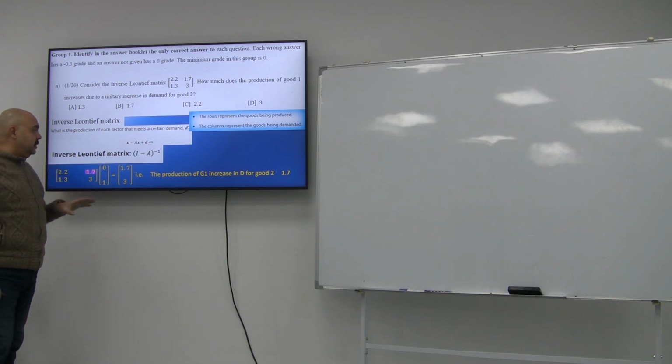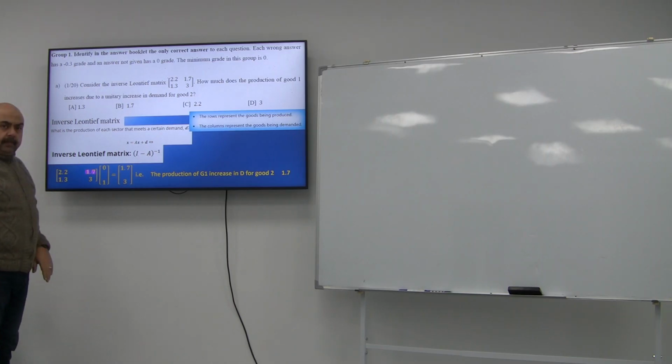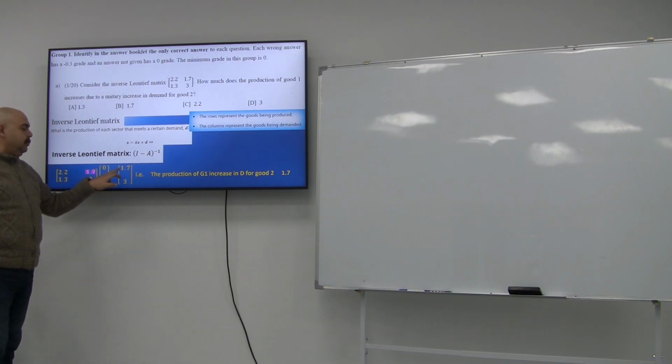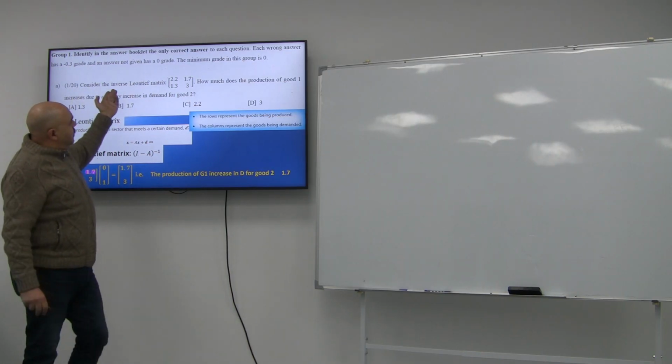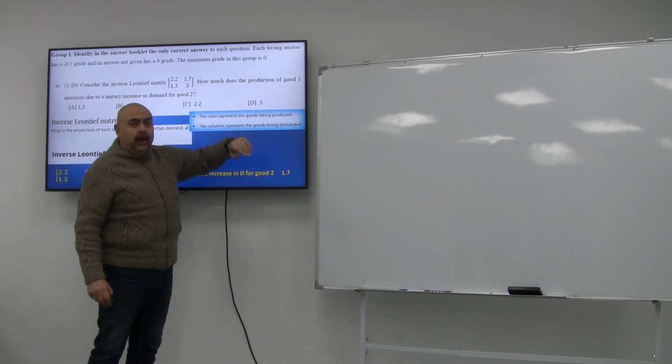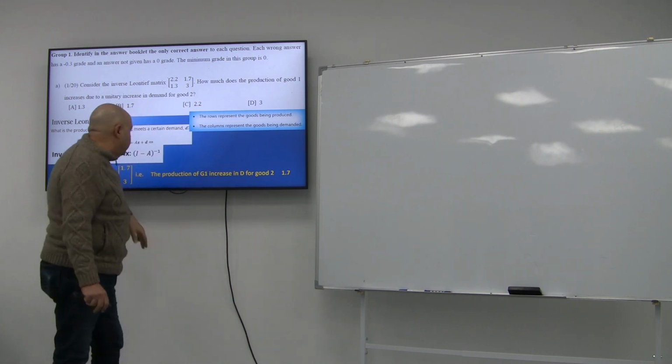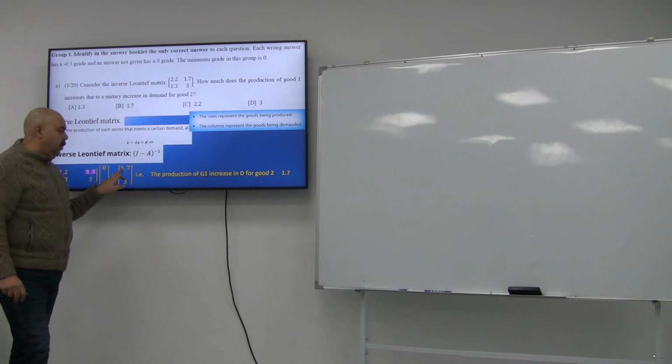So increasing the demand by a unitary unit will lead to an increase in the production of the first good by 1.7 and an increase in the production of good 2 by 3. He is asking you about the unitary increase: how much does the production of good 1 increase? So we are asking about good 1. Specifically, it's going to be 1.7.